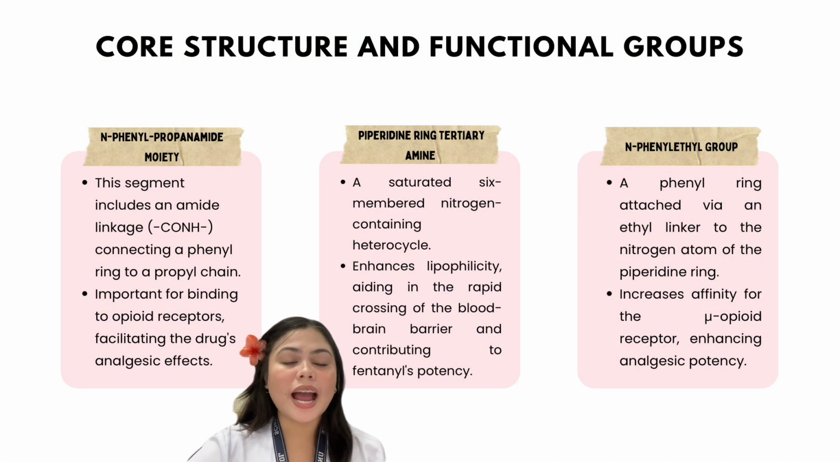Next is the core structure and functional groups of fentanyl. First, we have the N-phenylpropanamide moiety. This segment includes an amide linkage connecting a phenyl ring to a propyl chain. This is important for binding to opioid receptors, facilitating the drug's analgesic effects.